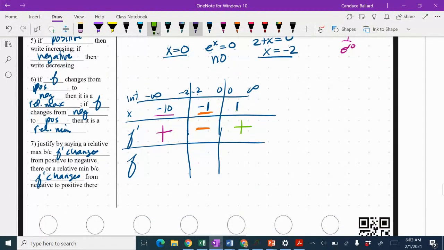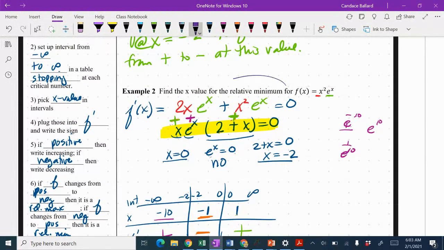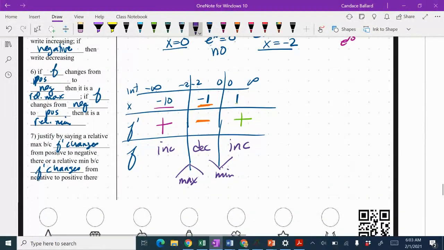Wherever I am positive, I know that I am increasing. Wherever I am negative, I know I am decreasing. So I draw a picture of that. Increasing to decreasing, decreasing to increasing. So I know that this has to be a max because it's got a hill. This has to be a min because it's got a valley. And they were asking about relative min, so I write my concluding sentence about relative min.